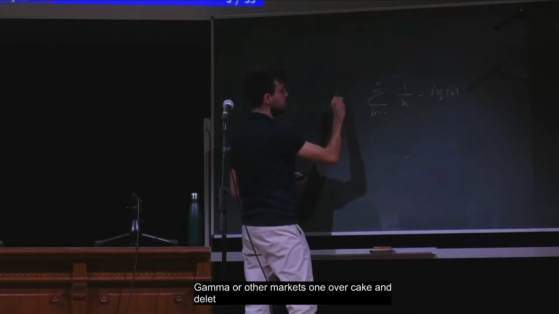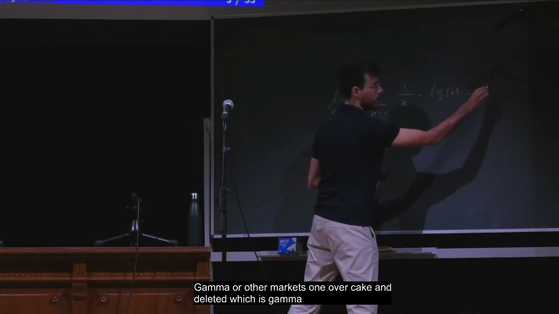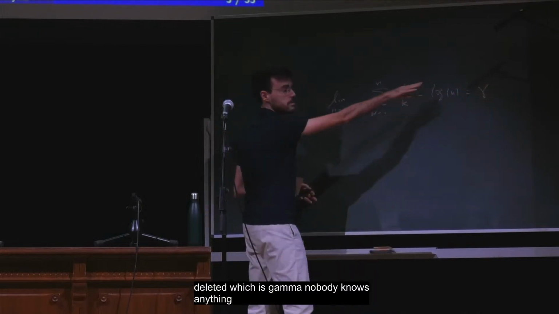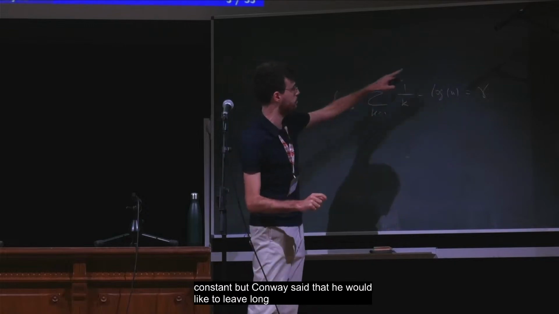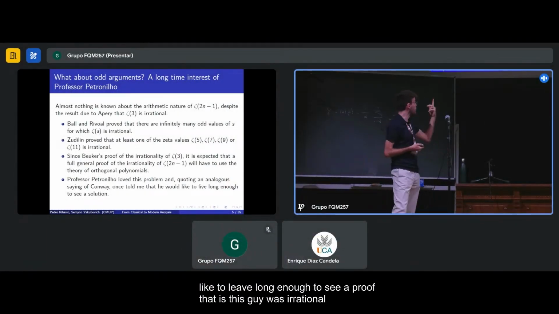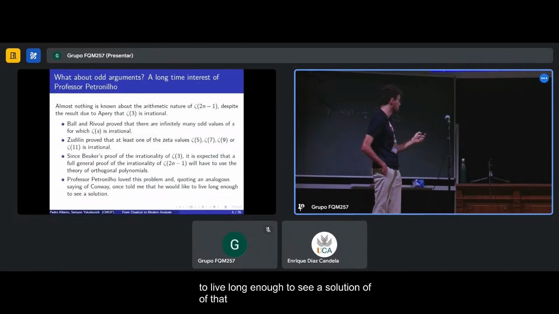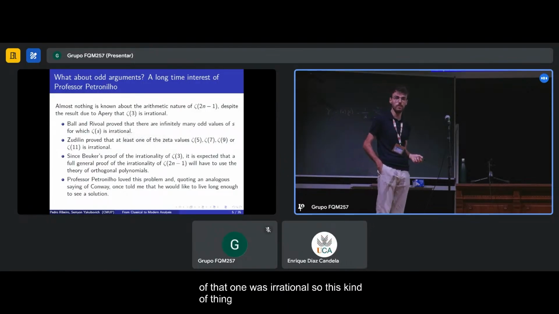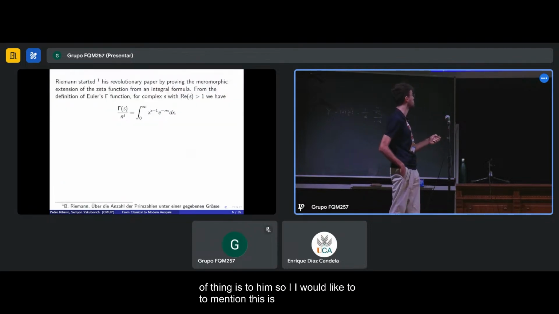This has a limit, which is gamma. Nobody knows anything about this constant, but Conway said that he would like to live long enough to see a proof that this was irrational. And Pedro once told me that he would like to live long enough to see a solution of whether zeta of 2n minus 1 was irrational. So this kind of thing, this is a tribute to him. I would like to mention his interest in these things.